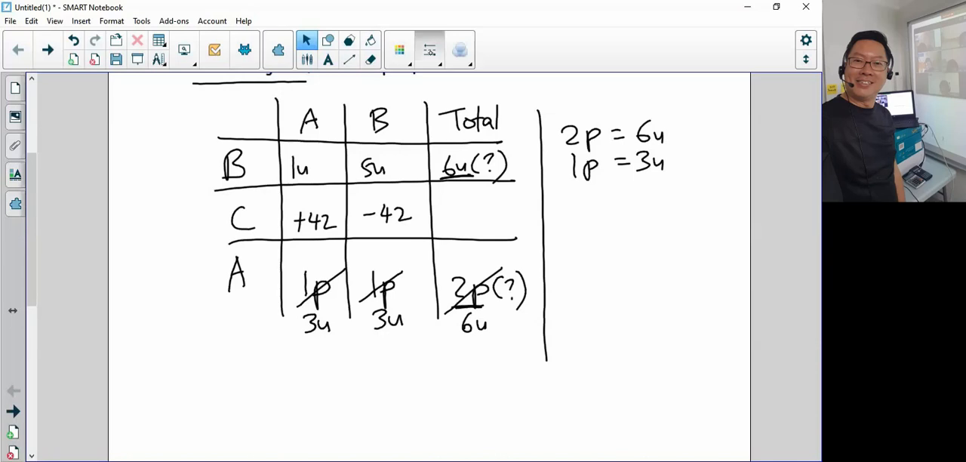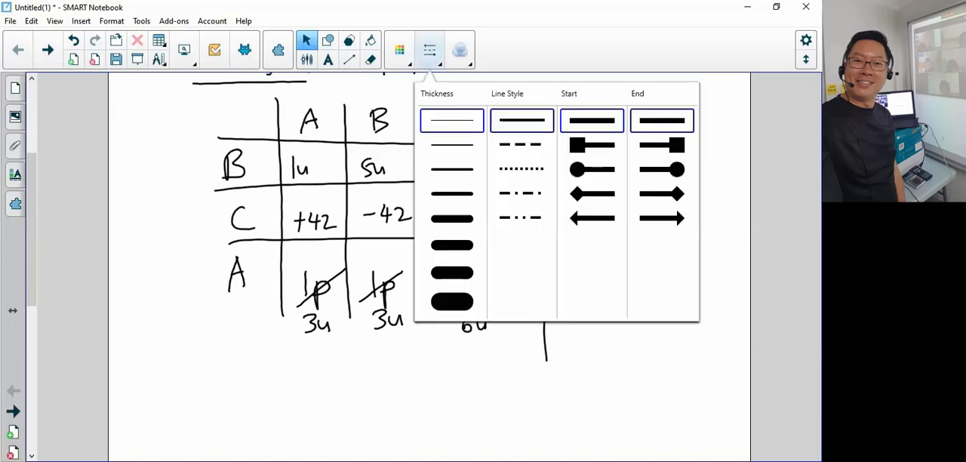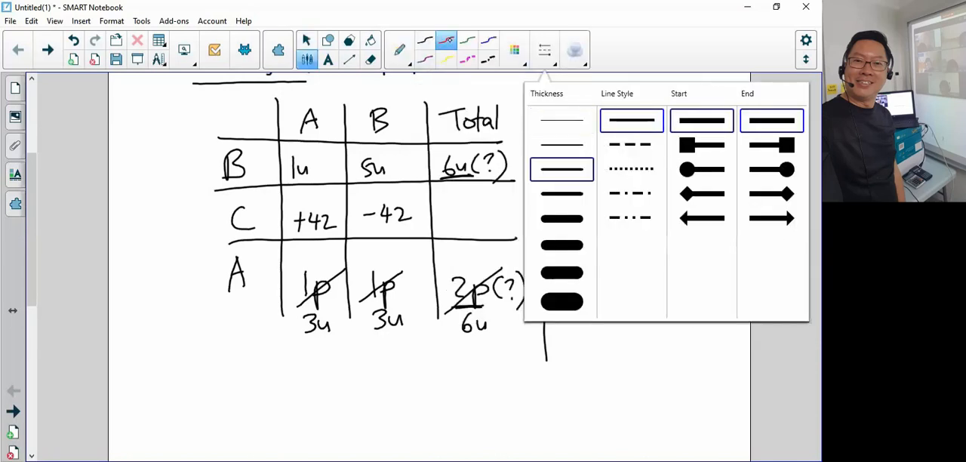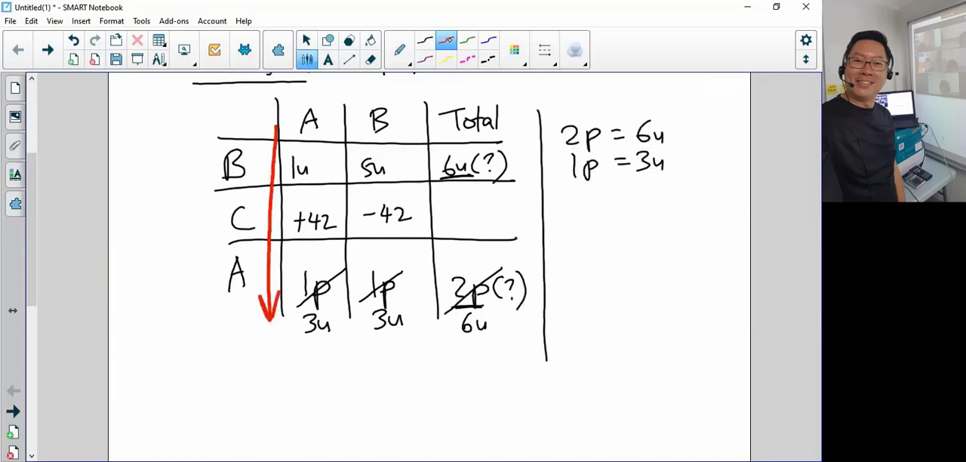And then you look at the table again. Now you will need to know how the table works. The table can flow downwards, which is Alan has 1 unit at first. He received 42, and now he gets 3 units. So what do you do next? I think the next step is to find what is 2 units. 2 units will be 42, because 3 units minus 1 unit, you get 2 units.